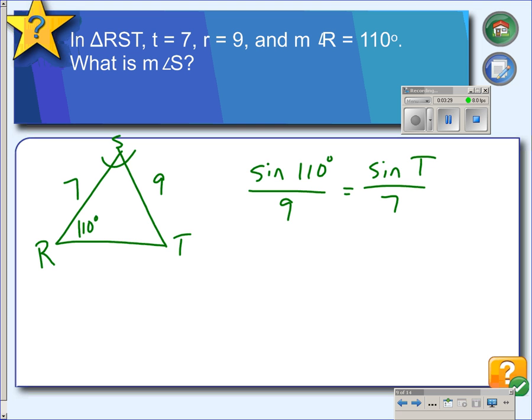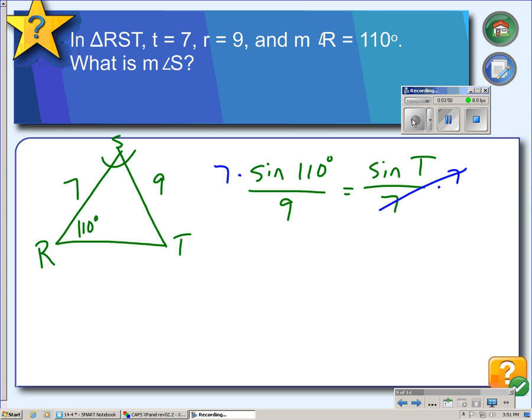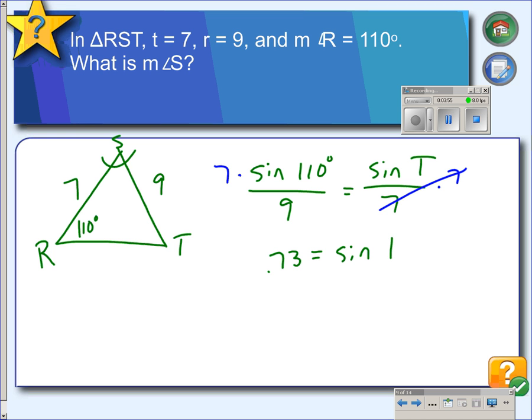But we don't know angle S and we don't know side S, so we can't work with angle S at the moment. So what we'll do is solve this for T. So if we multiply by 7, that'll take care of that, and we can calculate that. So calculating the left-hand side, we get 0.73 is equal to the sine of T.